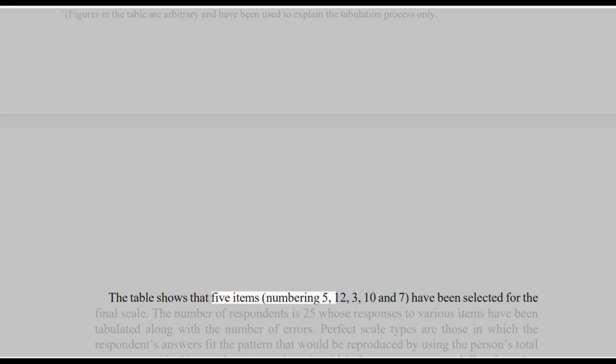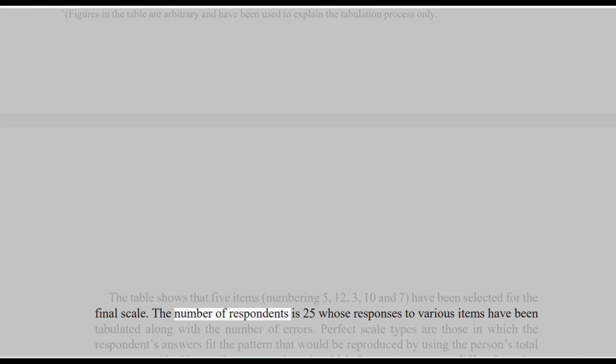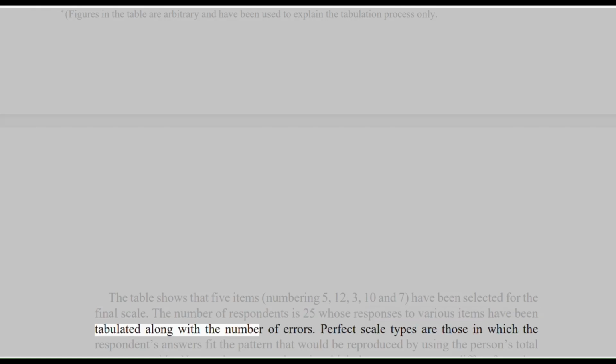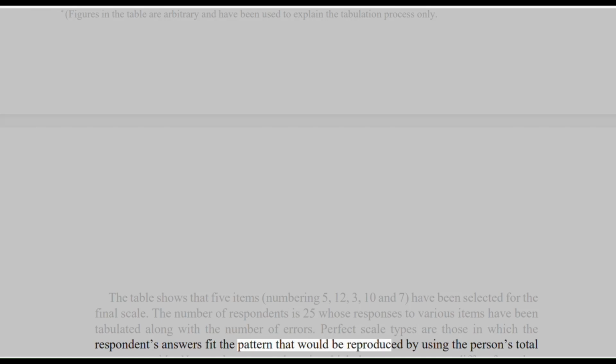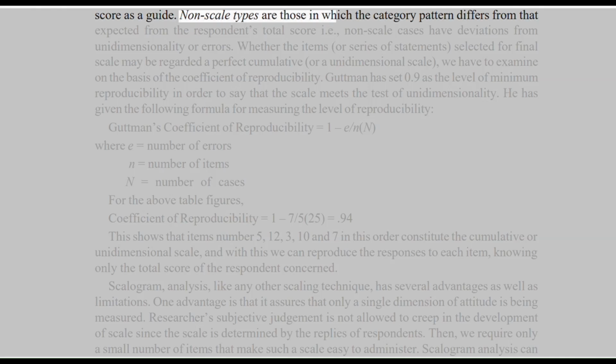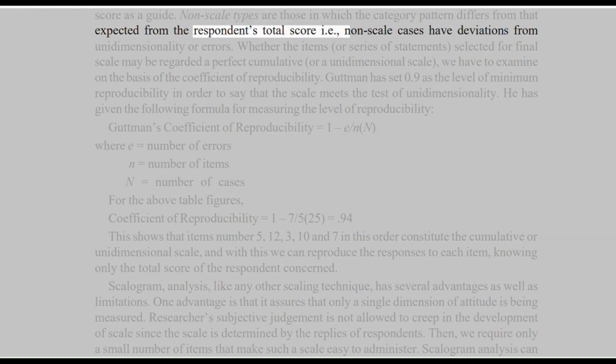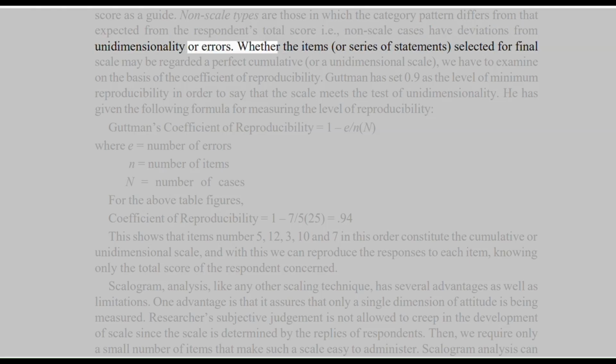The table shows that 5 items, numbering 5, 12, 3, 10 and 7, have been selected for the final scale. The number of respondents is 25, whose responses to various items have been tabulated along with the number of errors. Perfect scale types are those in which the respondents' answers fit the pattern that would be reproduced by using the person's total score as a guide. Non-scale types are those in which the category pattern differs from that expected from the respondent's total score, i.e., non-scale cases have deviations from unidimensionality or errors.